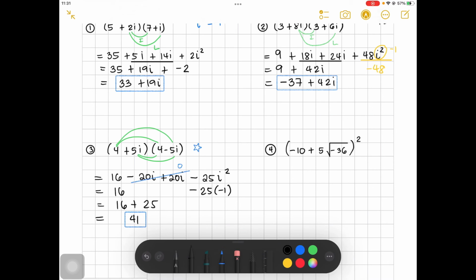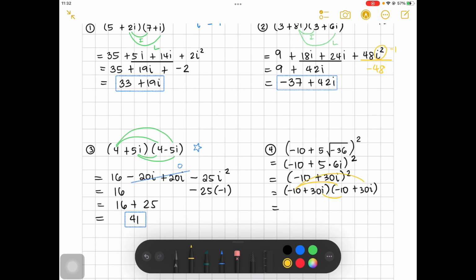Number 4. Negative 10 plus 5 times square root of negative 36, quantity squared. First, we need to simplify. Negative 10 plus 5 times square root of negative 36, that is 6i, quantity squared. Negative 10 plus 30i, quantity squared. So when we say square, we multiply this complex number to itself. So negative 10 plus 30i times negative 10 plus 30i. And of course, we do the FOIL method.